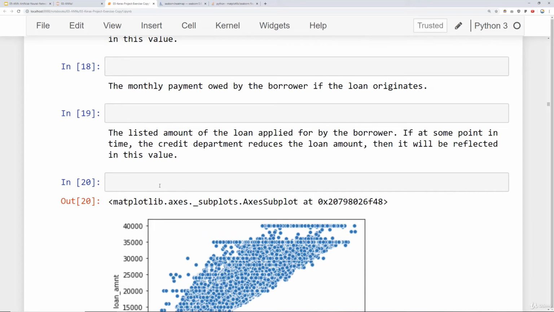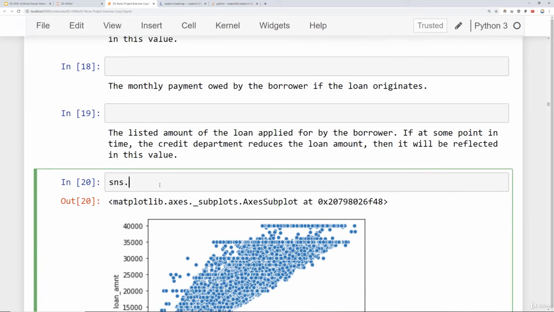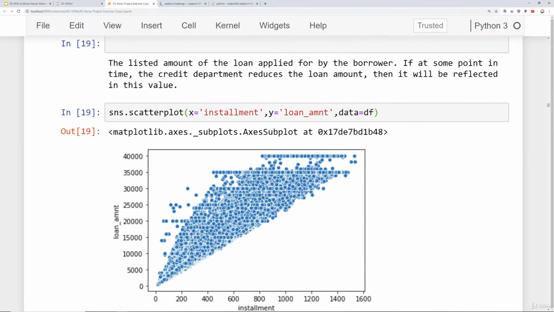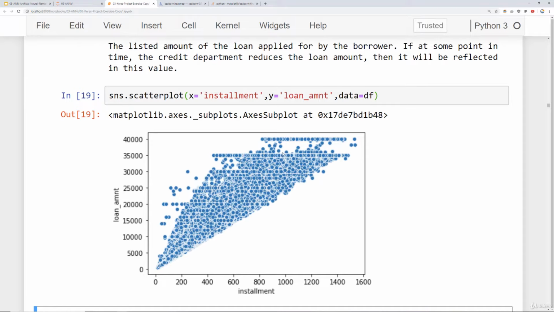And we can always just do a scatter plot to confirm this. We can say sns.scatterplot, and we can view this high correlation. So we see x is installment, y is equal to loan amount, and then data is equal to df. We run that, and we'll be able to see these actual scatter plots. And you can do things like turn off the marker edge, make alpha a little lighter, etc.